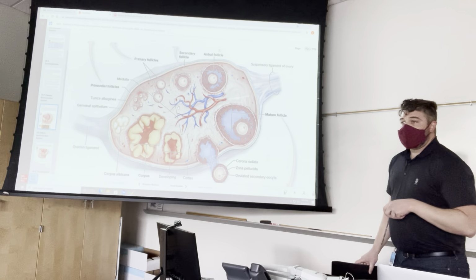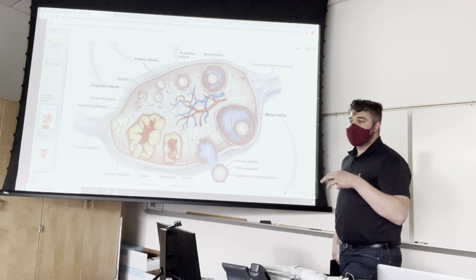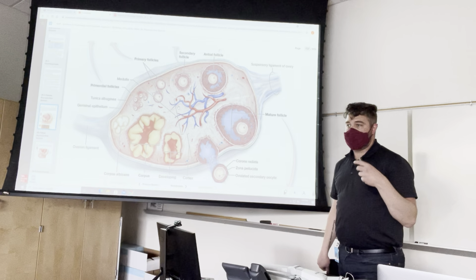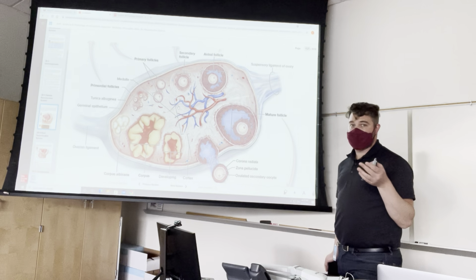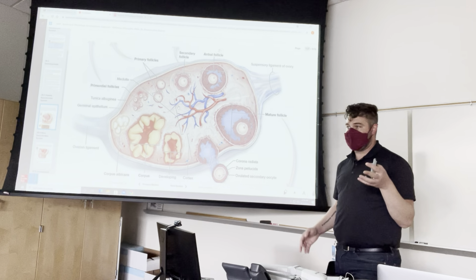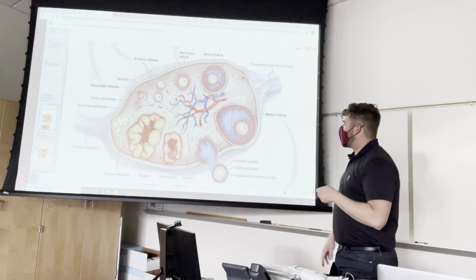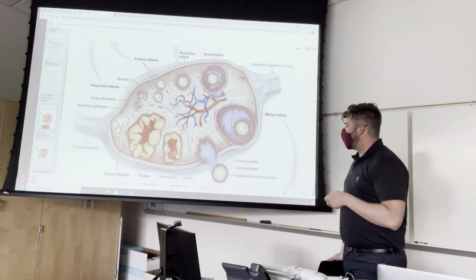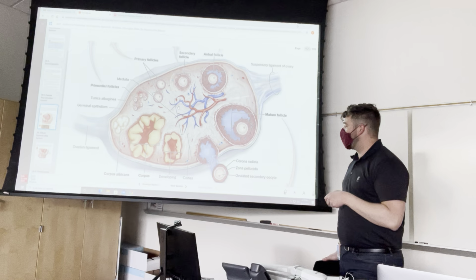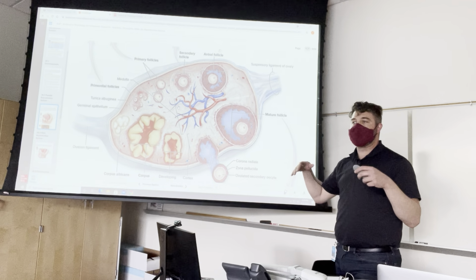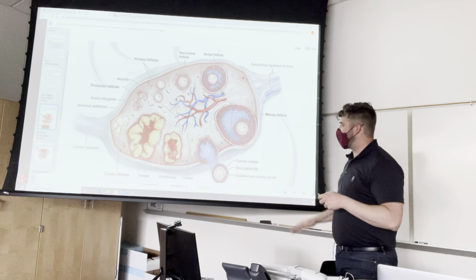Once the oocyte is ovulated, it goes down the tube into the uterus, and two things can happen. It either gets fertilized or it doesn't. Let's start with it not being fertilized because that's much more straightforward. The oocyte is ovulated out of the ovary, it goes down the fallopian tube, and it doesn't get fertilized. Okay, no big deal.